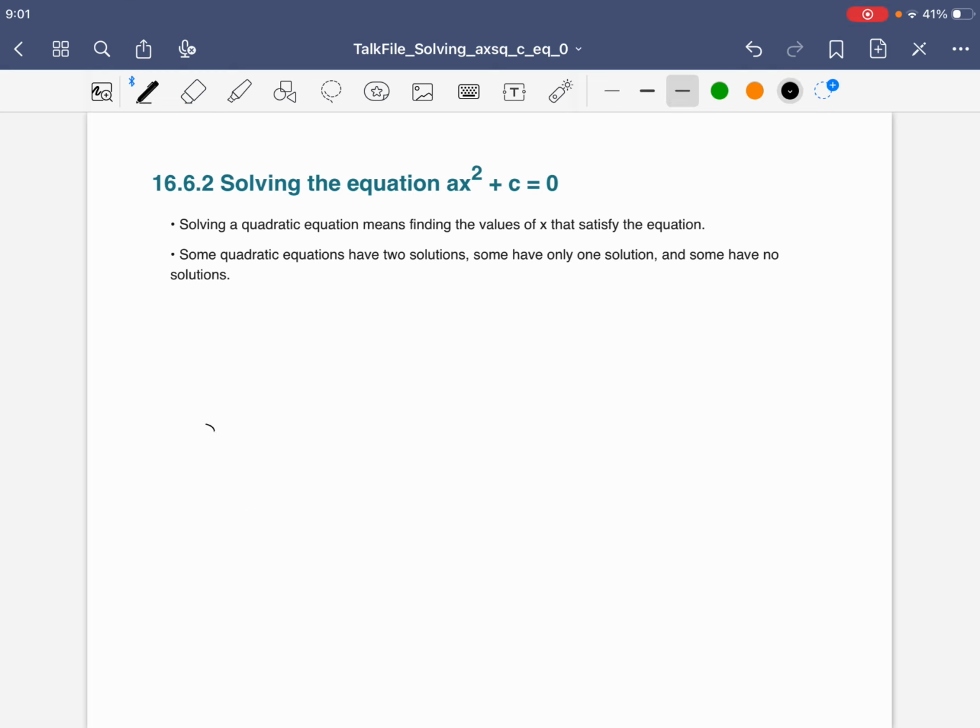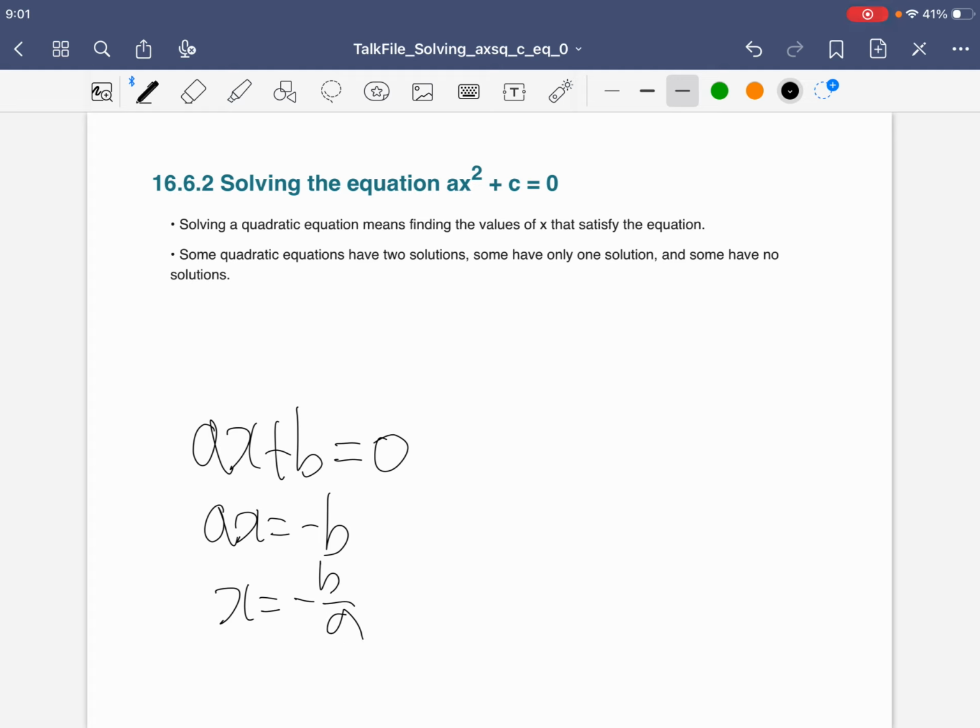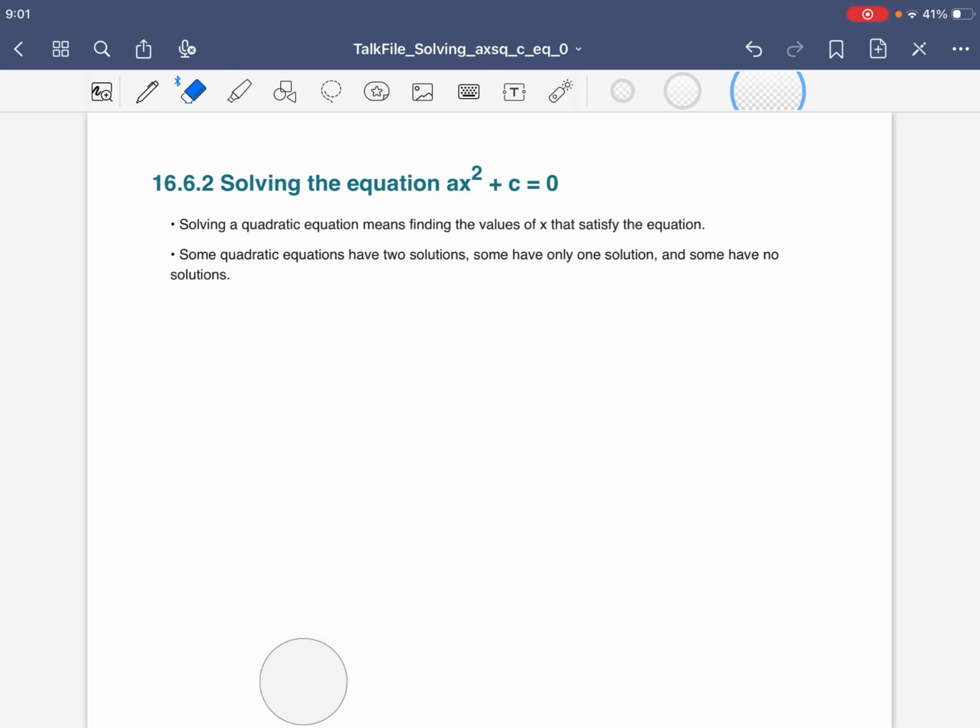So when you come across an equation like ax plus b equals 0, you can generalize solving this kind of linear equation: ax equals minus b, and then x equals minus b over a. Yeah, so we are gonna learn how to solve this quadratic equation, like this, ax squared plus c.